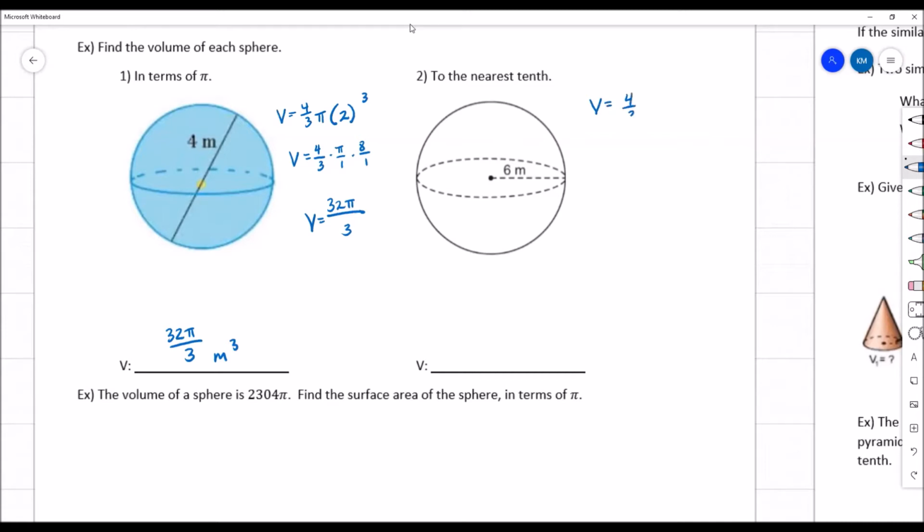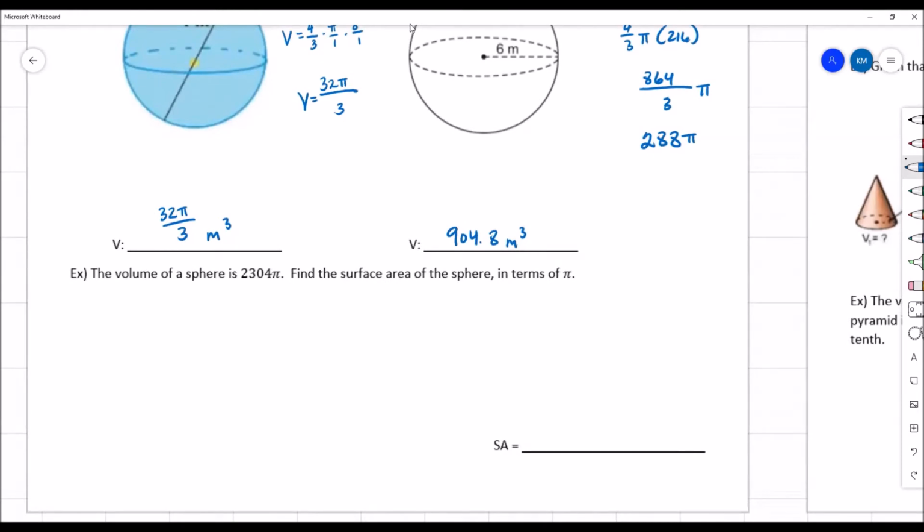We have our volume of 4/3 pi r cubed. This time they did give us our radius of 6. Okay, so 4/3 pi times 216. Multiply this through, we get 864 over 3 pi, which we can simplify. That gives us 288 pi. Okay, our directions tell us to write our answer to the nearest tenth, so that'll be 904.8 meters cubed.